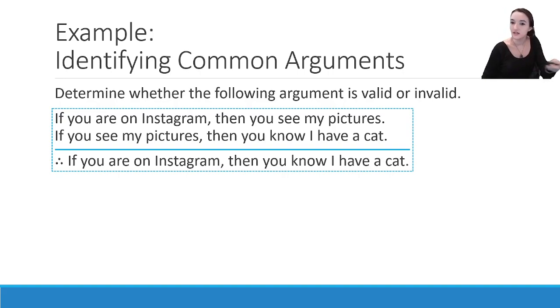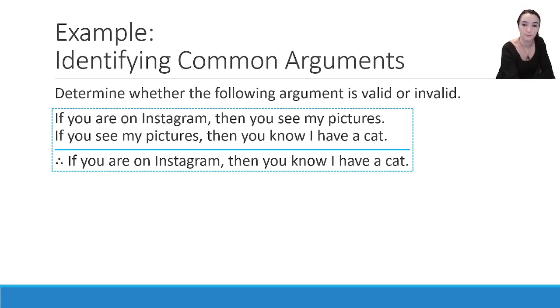So, let's see if we can identify some common arguments. Determine whether the following argument is valid or invalid, based on our knowledge of the common arguments that I just listed. So here we have, if you are on Instagram, then you see my pictures. If you see my pictures, then you know I have a cat. Therefore, if you are on Instagram, then you know I have a cat.